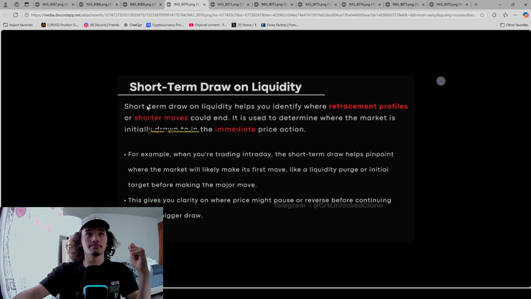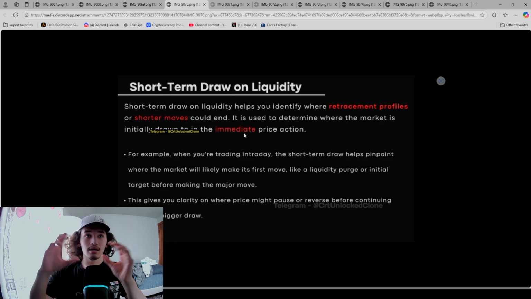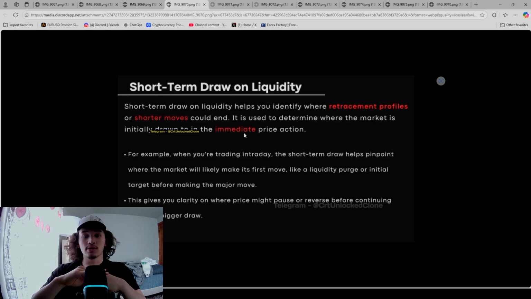Short-term drawn liquidity helps you identify where the retracement profiles or shorter moves could end. It is used to determine where the market is initially drawn to, the immediate price action, basically. Your higher time frame would be the weekly, your immediate time frame would be the daily, and then the lower time frame, which you scale into, in the direction of the immediate or higher time frame.